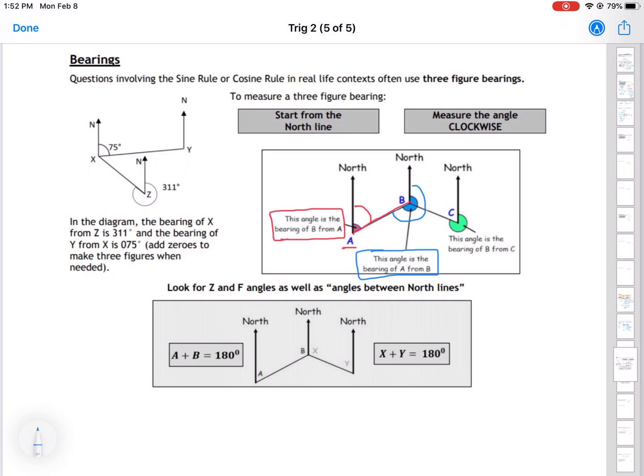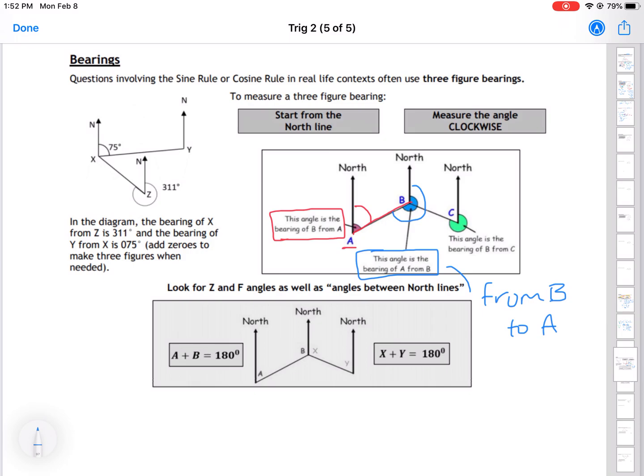So from B to A. So that might be an easier way to think of it. From B to A. Okay, so start at the north line at B, round till you get to the line that joins up B to A.